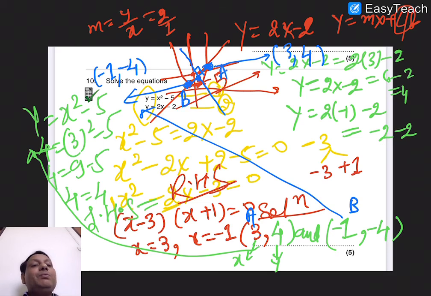So for that midpoint you will get it by using the midpoint formula, and as you all know, the midpoint formula is what? (x1 + x2) divided by 2, (y1 + y2) divided by 2. So 3 minus 1 is what? 2. 2 divided by 2 is 1, and then after that 4 minus 4 is 0.